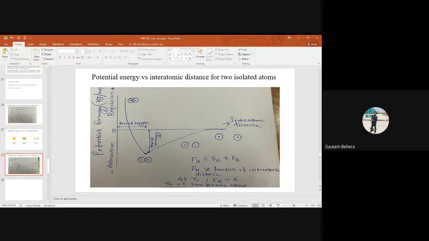Fn is the net force, which is attractive force plus repulsive force. So net force is a function of interatomic distance, as I told. And R0 is the equilibrium distance. This is the R0 distance actually, which is when Fn is equal to 0. So net force is equal to 0 at equilibrium distance R0. And R0, the equilibrium distance between the two atoms, is basically 0.3 nanometer for many atoms. It may not always be 0.3, it may be less or more, but basically it is 0.3 nanometer. Right?